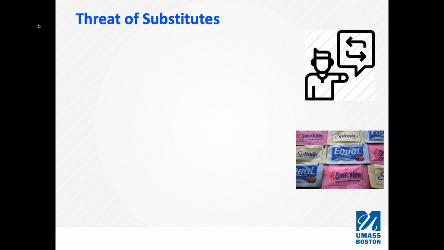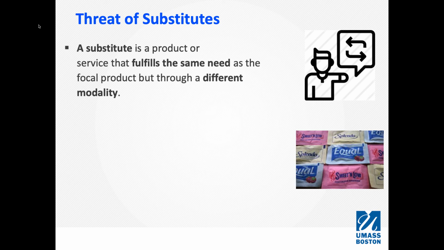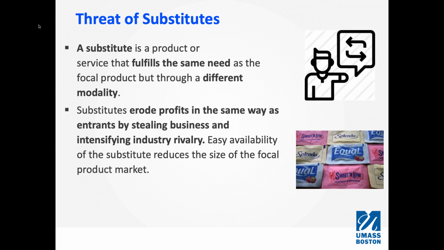Pepsi Cola is a competitor for Coca-Cola, but a substitute would be orange juice. Same need, different modality. They do the same thing. They erode profits because they steal away business. It also matters how easy it is to get the substitute.